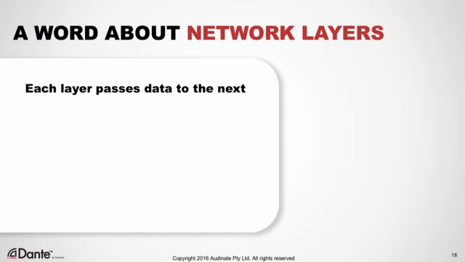I'll give you a word about network layers. When you hear people talking about networking, you often hear them speak about network layers. We don't really need to deal with them in Dante, but let's clear up what some of the fundamental ones are. Fundamentally, each layer passes data to the next. Each one does its job independently, and because it does so consistently, it means that the layers above it don't need to worry about it. They just make a request.